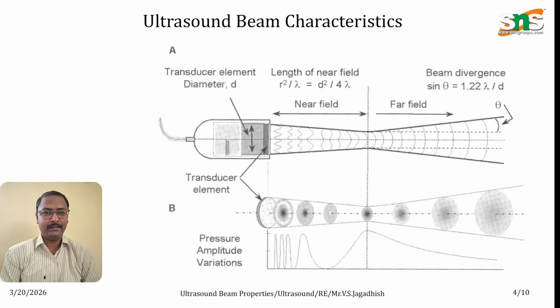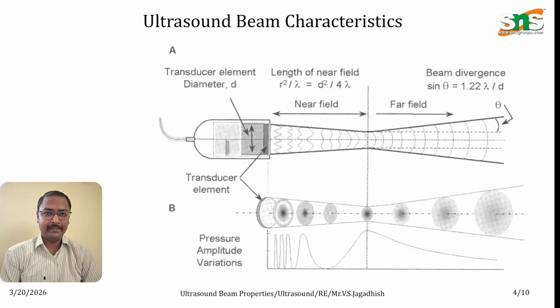We have certain formulas to describe what is the near field and what is the far field, and here we have two pictures, picture A and picture B. Picture A represents the transducer element with a crystal of diameter D. If the diameter of the crystal is D, the length of the near field can be calculated with the formula r squared by lambda, or we can use D squared by 4 lambda.